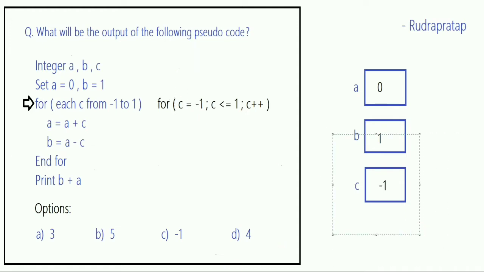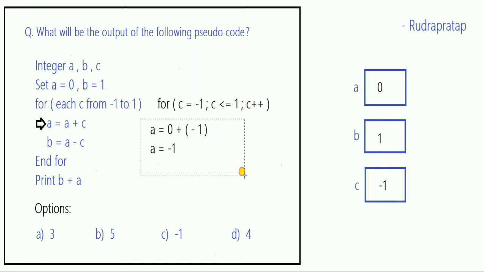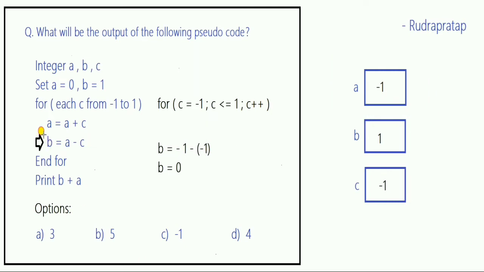After that we have a statement in the for loop, A equal to A plus C. So the value of A is 0 and the value of C is -1. So 0 plus -1 is -1 and this -1 is assigned to the variable A. After that we have the statement B equal to A minus C. So the value of A is -1 and the value of C is also -1. So -1 minus -1 means 0, and 0 is assigned to the variable B. After that C is incremented and the value of C now becomes 0.